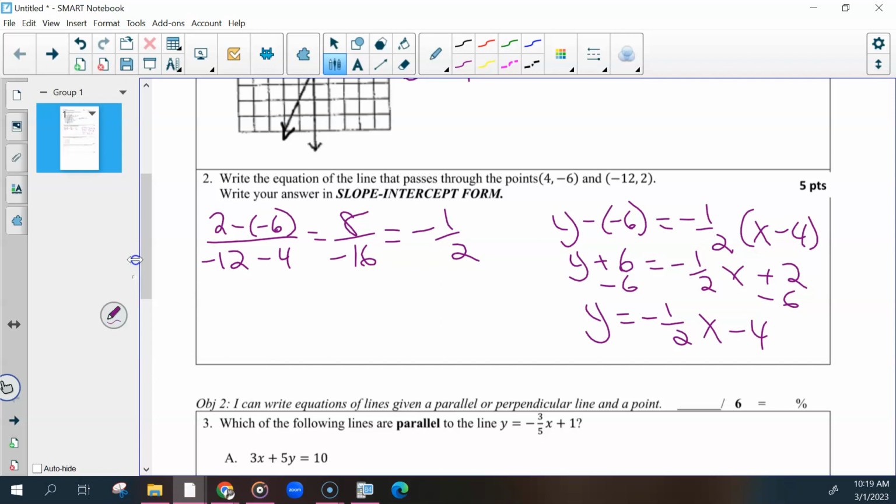So the 5 points on that were, did you set up the points for your slope correctly? Did you get the correct slope? Did you set up your point slope correctly, solve correctly, and get the correct answer? What questions do we have on that?